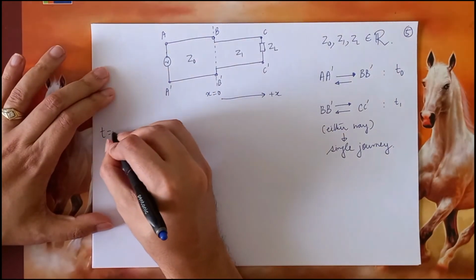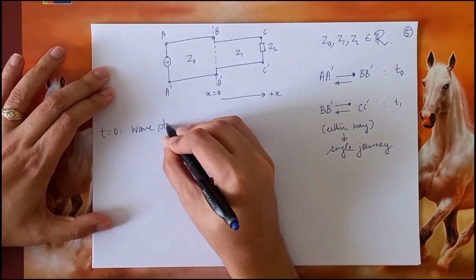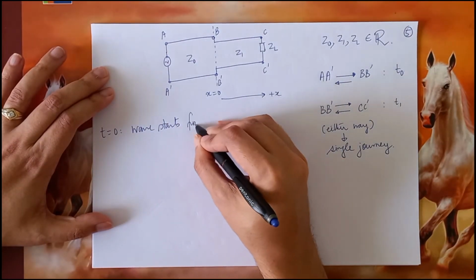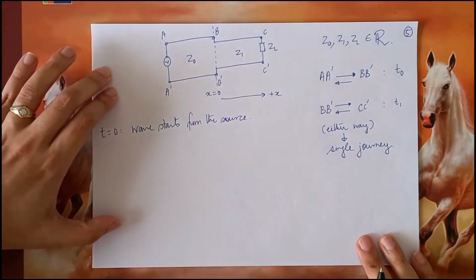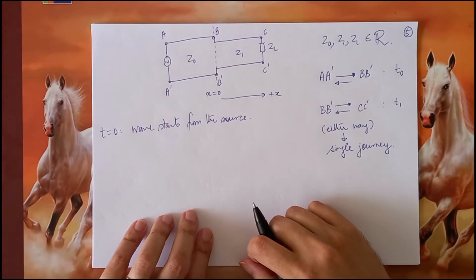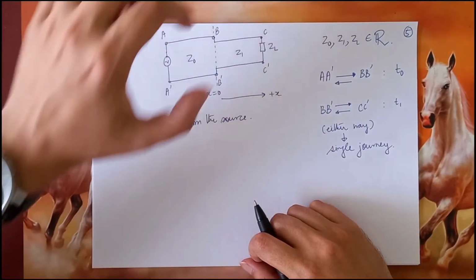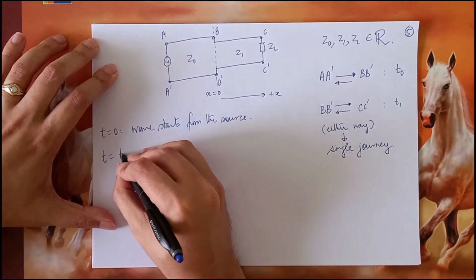So now, suppose at time t equal to 0, some wave starts from the source. A wave starts from the source. So at what time will it reach BB prime? This is at time t equal to t0.